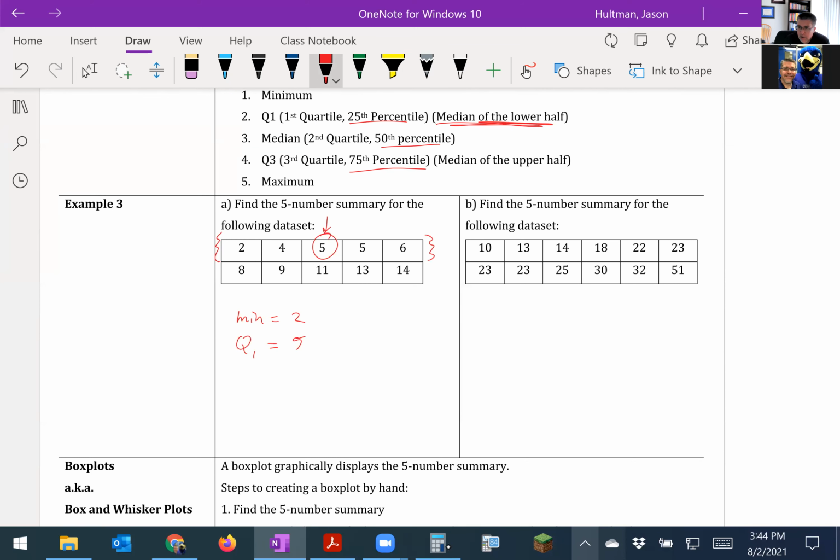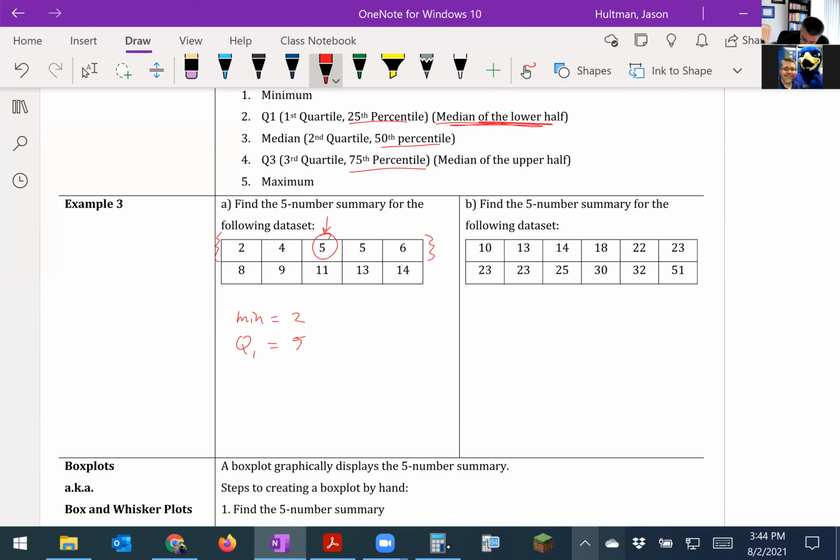So we don't have to do any calculations. We just look at the data set and find the middle of the half. Now, what if there wasn't a single middle? Well, we would find the average of the two. That's how we would get the middle number. We would average the two middles.